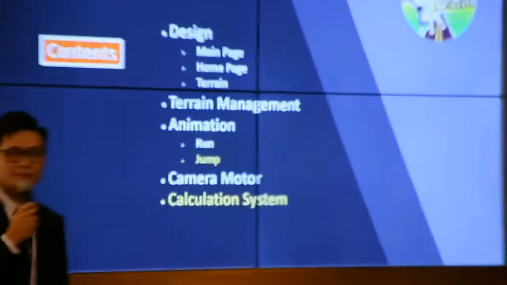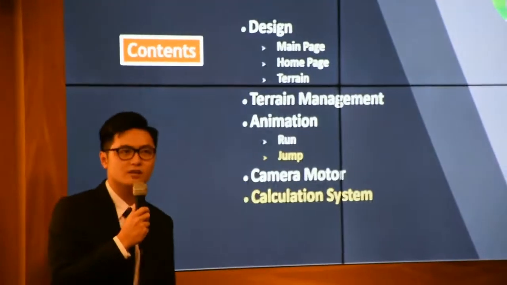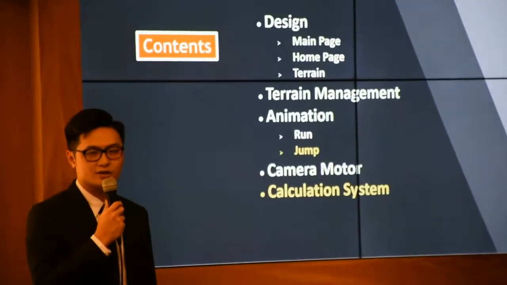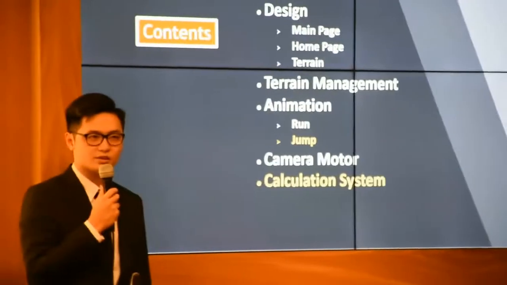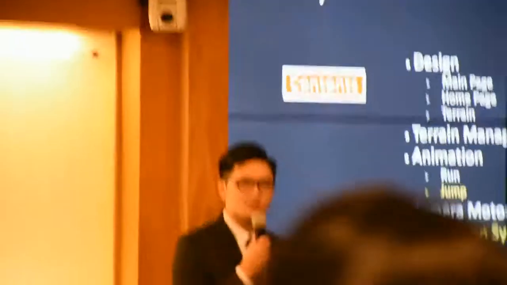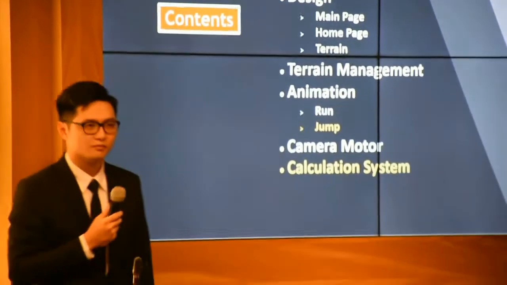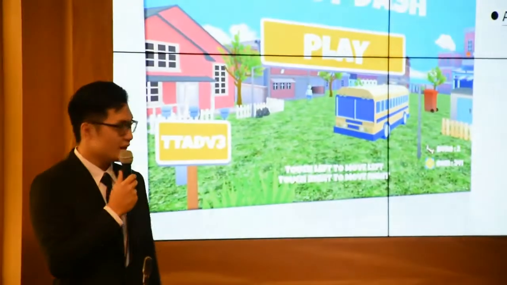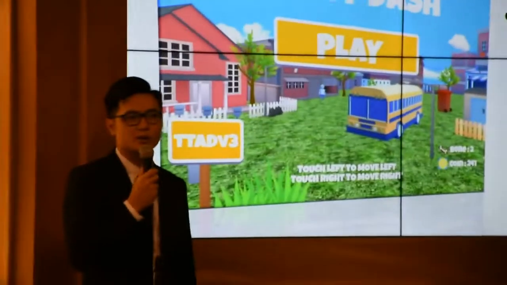We divide it into 5 parts, which are design, terrain management, animation, camera module, and calculation systems. Some, like the jump animation and calculation systems, are highlighted in yellow. They are newly added in our game this time level. And as you can see right here, this is our design for the whole page.